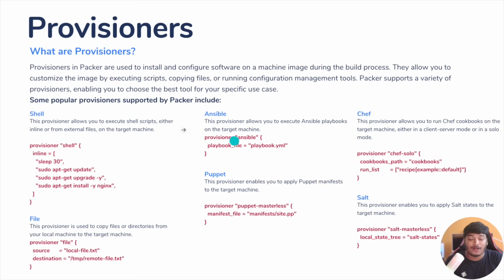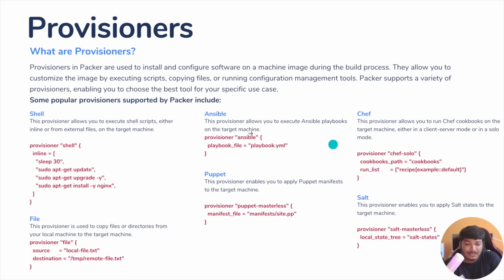Suppose you want to use Ansible. Now Ansible, you already know, is a very popular configuration management tool. So this provisioner allows you to execute an Ansible playbook on the target machine. So provisioner ansible, then playbook_file. You have to give the path of the playbook file that you want to execute in this particular build process.